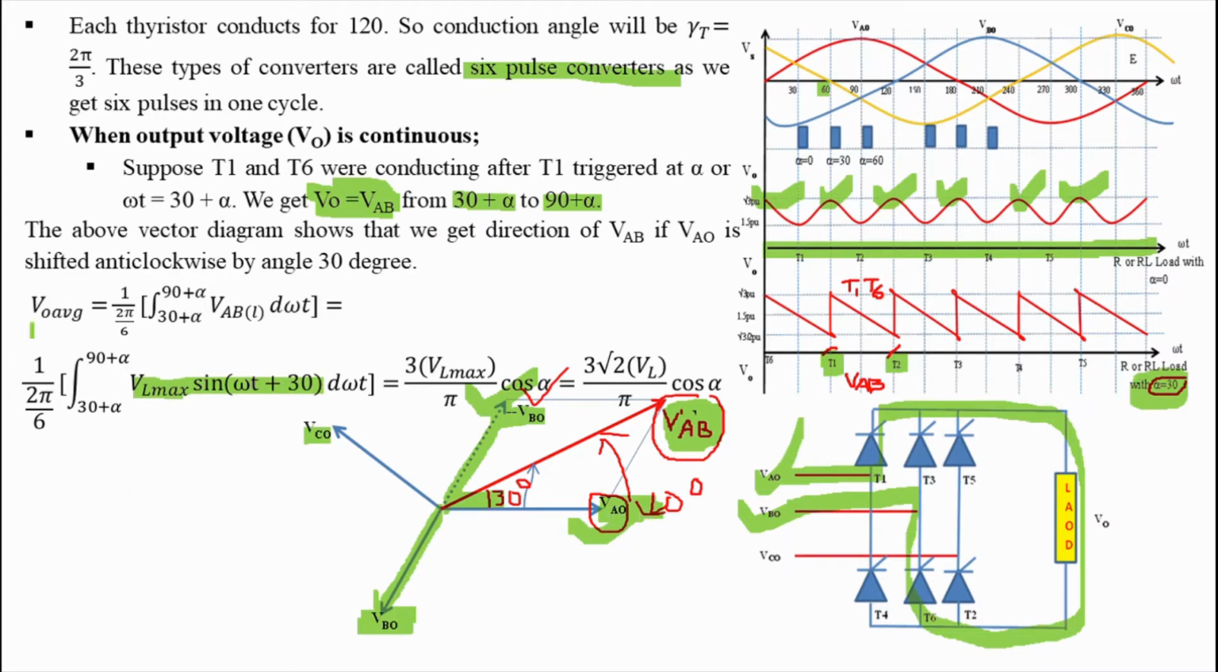Now we will integrate this waveform from 30 plus alpha to 90 plus alpha. And what is the time period? That is equals to 2 pi by 6. You can clearly see here that the time period of this waveform is 2 pi by 6. It means 60 degree.